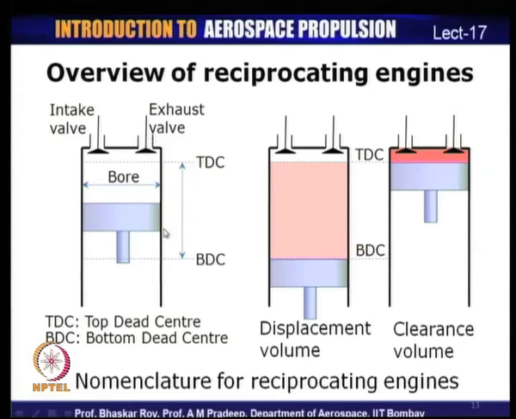So, top dead center is the maximum height to which the piston can move, and when the piston has reached TDC, that is when we have the minimum volume within the cylinder. And when the piston reaches BDC, that is when we have the maximum volume within the cylinder. So, if the piston is at the BDC, then the volume within the cylinder is basically the displacement volume. And as the piston reaches TDC, the volume which is left inside the cylinder is known as the clearance volume.